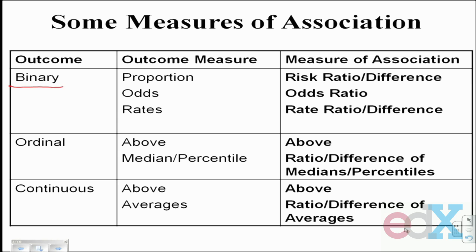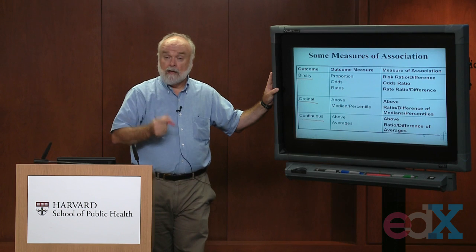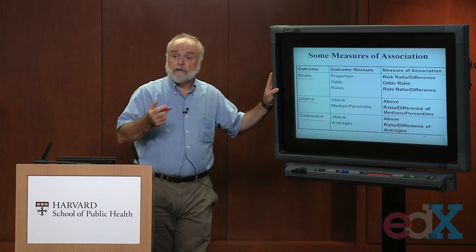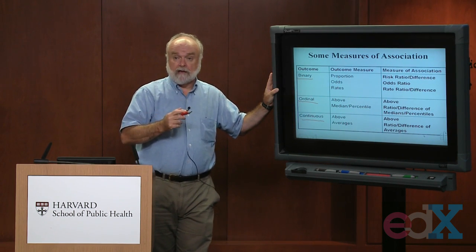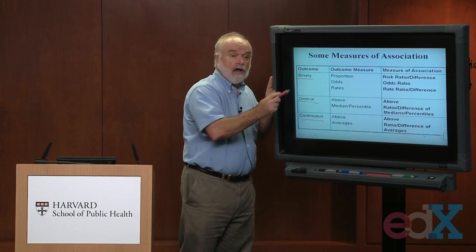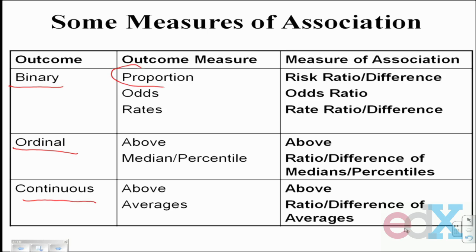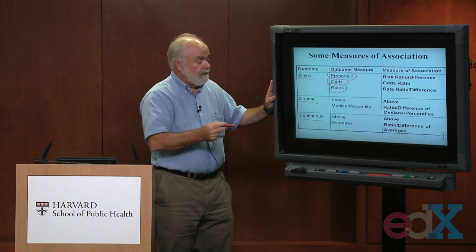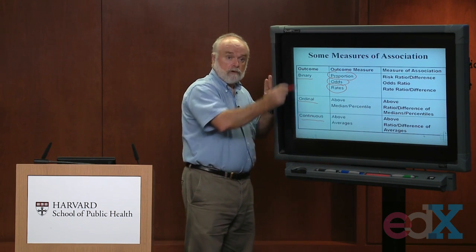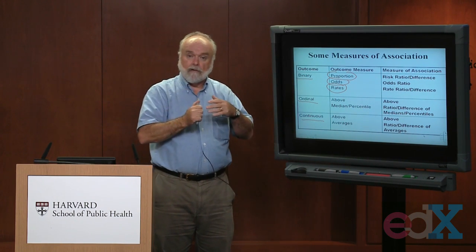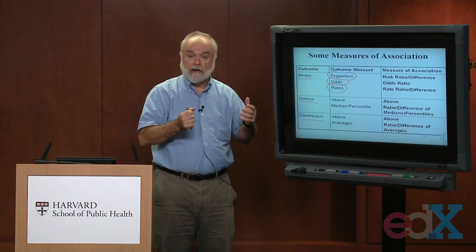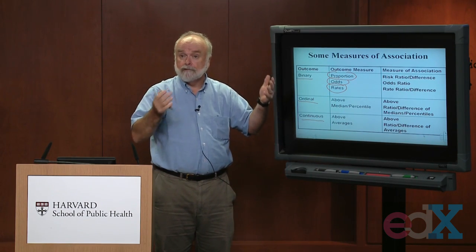We measure binary outcomes, we measure ordinal outcomes, we can measure continuous outcomes. We spent some time talking about the various ways you could quantify each of those outcomes. If your outcome was binary, you could report a proportion, or you could report an odds, or you could report the rate in which that outcome is developing over a period of time. If your outcome was ordinal, you could do the same thing. You could collapse an ordinal outcome, say, into a binary outcome and report proportions or odds or rates.